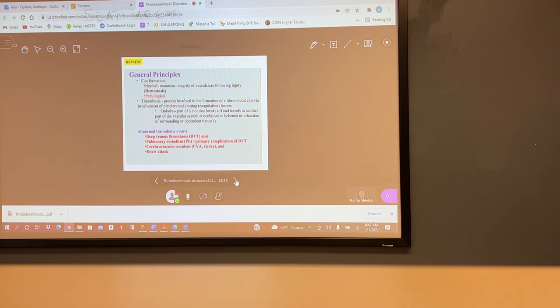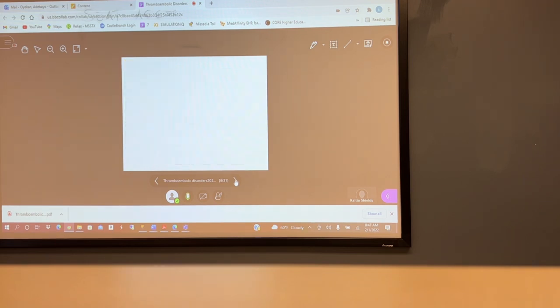Now, when you have a thrombus and an embolus, there are these abnormal thrombotic events, which are your pathologic events. One is deep venous thrombosis. And then you have pulmonary embolism. And pulmonary embolism happens to be the primary complication of DVT. Because once the clot is formed and gets to the heart, the next place it's going is the lungs. And because it goes to the lungs, that is where you find the primary complication of DVT. That's called a pulmonary embolism. If it goes to the brain, you have cerebrovascular accident, which is stroke, and then you can have heart attack. These are your abnormal thrombotic events.